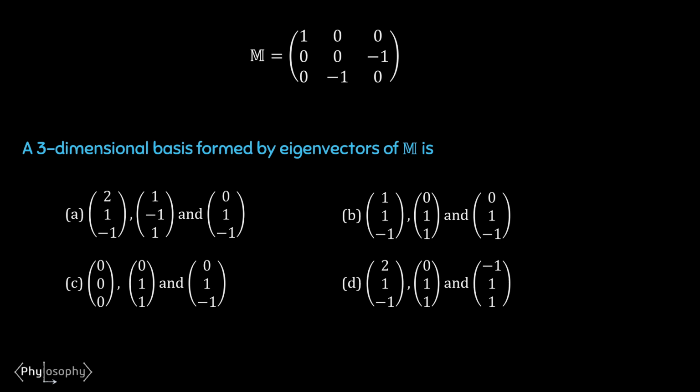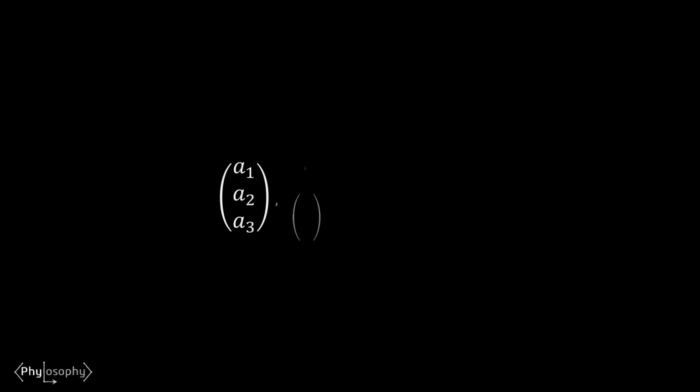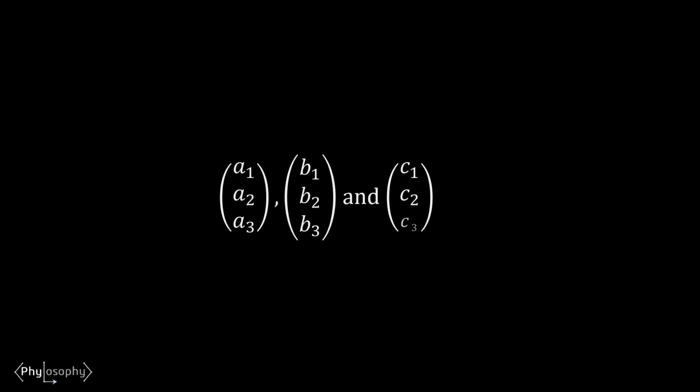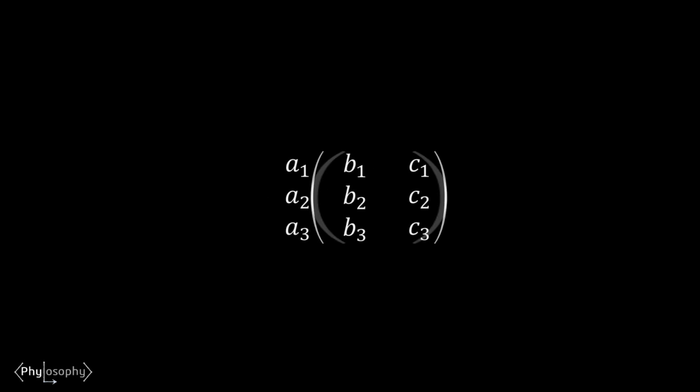So we are going to solve this problem in two steps. In step 1, we have to use the property that if three vectors form a three-dimensional basis, then they must be linearly independent. So let's consider these three vectors represented by these column matrices A1, A2, A3, B1, B2, B3 and C1, C2, C3. Now to check whether these vectors are linearly independent or not, we have to calculate the determinant of the following matrix.